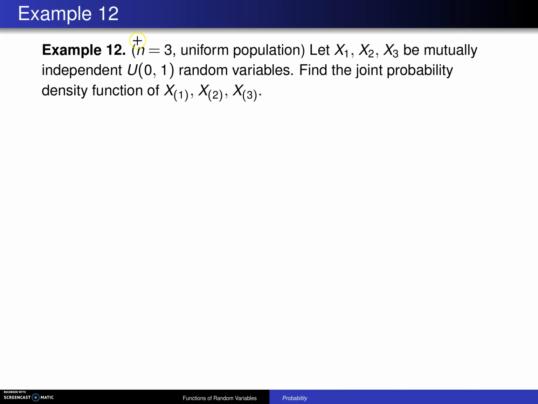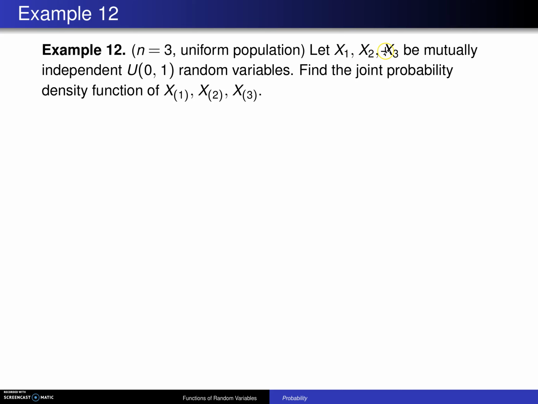The previous example considered n equals 2 random variables drawn independently from the uniform distribution and determined the distribution of the two order statistics. Now in this particular example we consider 3 mutually independent uniform 0, 1 random variables, and we want to find the joint probability density function of the first 3 order statistics.